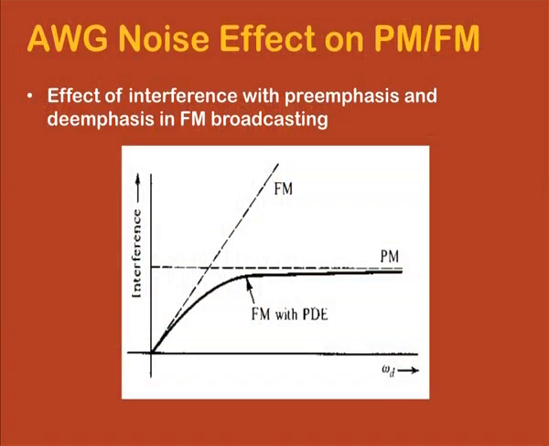The resulting interference effect for FM broadcasting with pre-emphasis and de-emphasis is shown in this schematic, where we see that with pre-emphasis and de-emphasis, FM broadcasting can achieve an interference effect which at lower frequencies follows FM variation and at higher frequencies follows phase modulated variation.